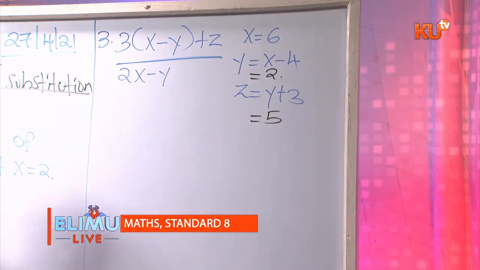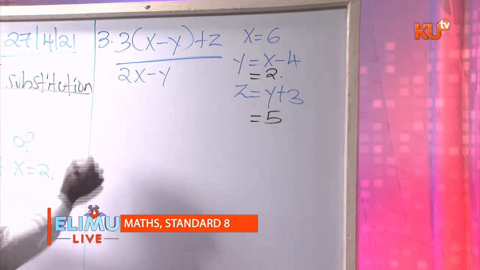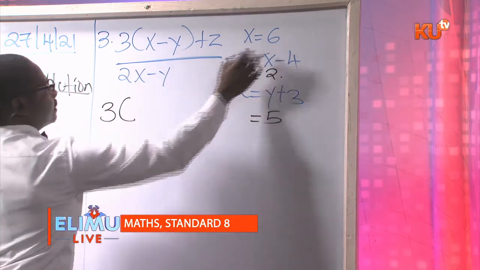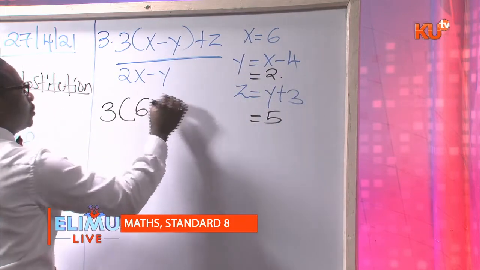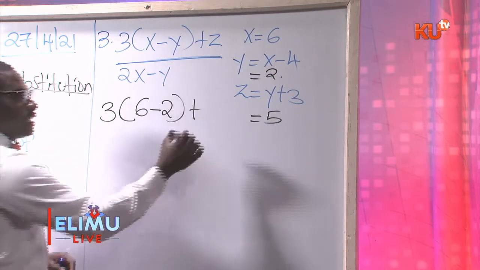So after we get that, then we can work out by replacing the values. So we have 3 into brackets. The value of x is 6. So that is 6 minus the value of y, which is 2. Close the brackets plus z. The value of z is 5.